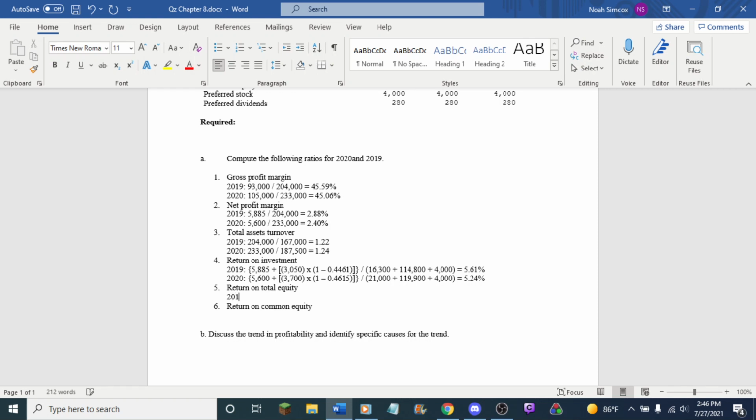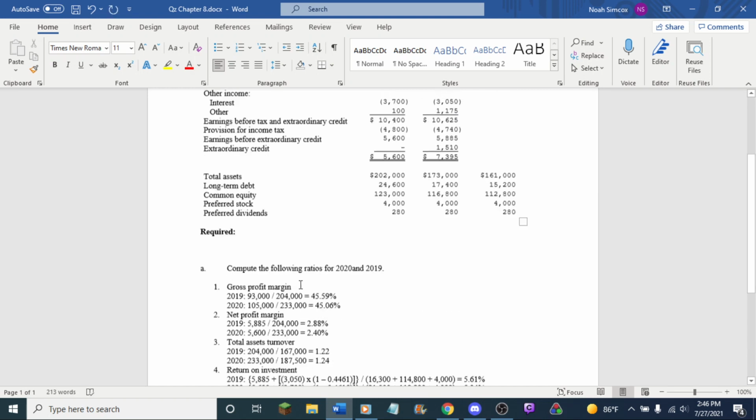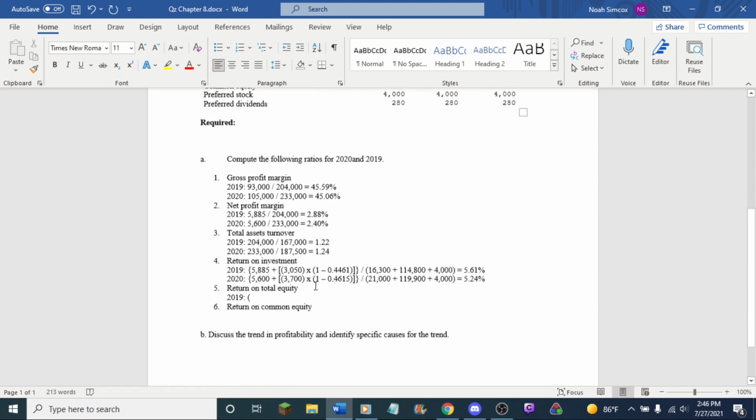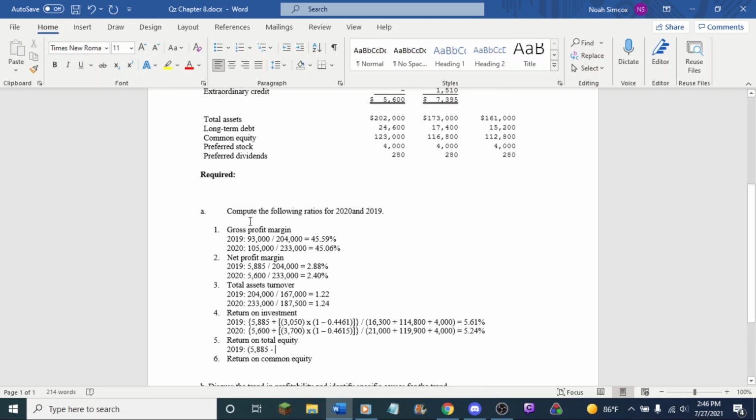So, what is return on total equity? It's probably net income again, right? Oh, you have to subtract some stuff, dang it. Okay, so you have to do net income before non-recurring items. So, same exact net income we've been using this whole time. For 2019, it's 5,885. Minus dividends on redeemable preferred stock.